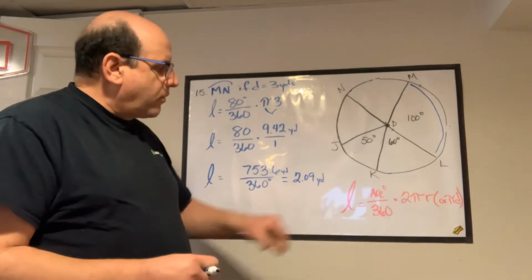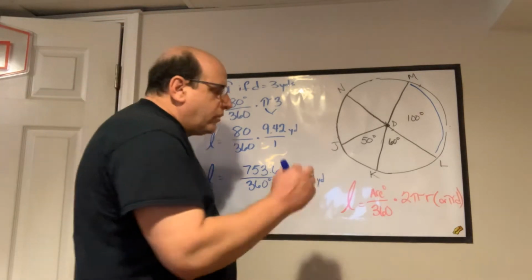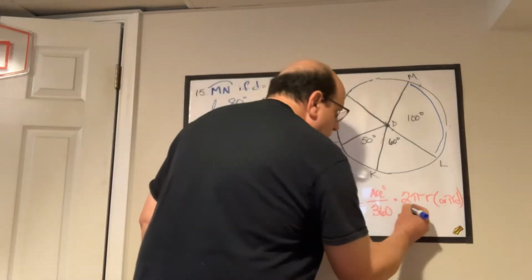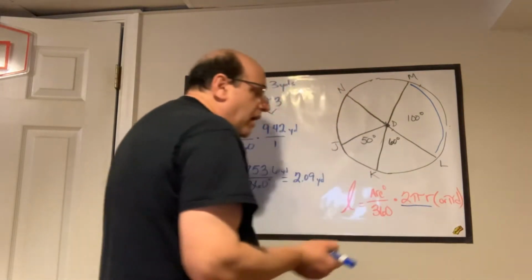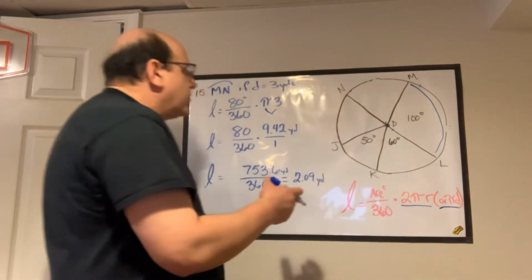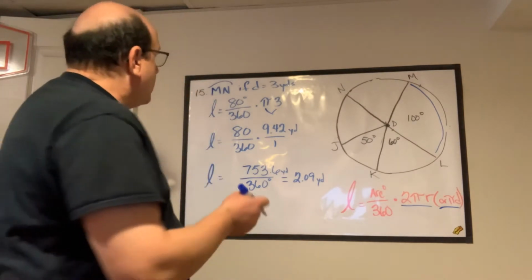Anyway, we have the formula here, and I want to point out one piece of the formula. There are two ways to find circumference. One, if you're given the radius, it's 2 times the radius times pi, and one if you're given the diameter, and this is the instance where you're actually given the diameter. Number 16 gives you the diameter.